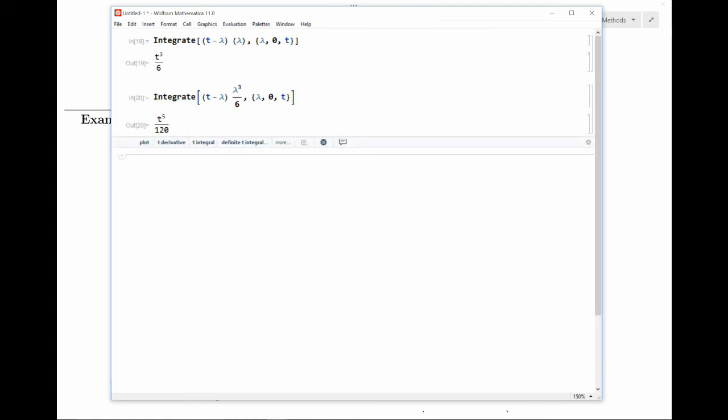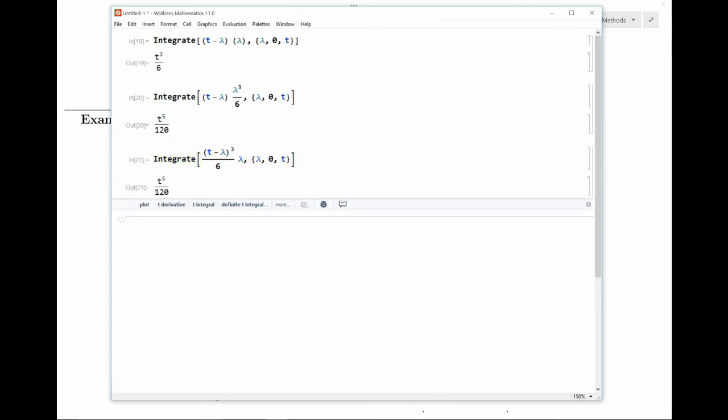And I get t to the 5 over 120. Had I chosen to put t cubed over 6 first, and do the convolution this way, I get exactly the same result.